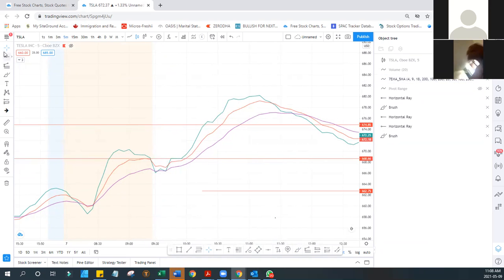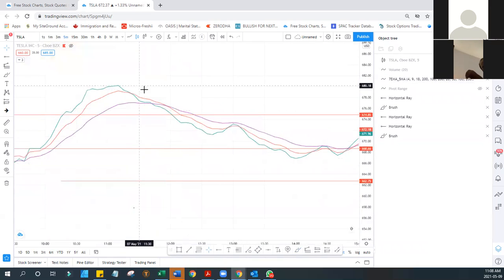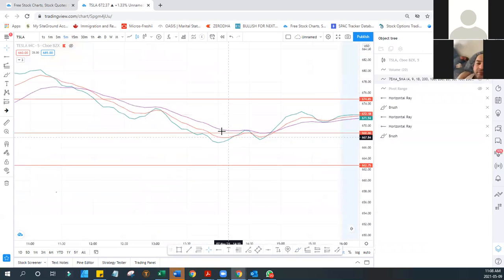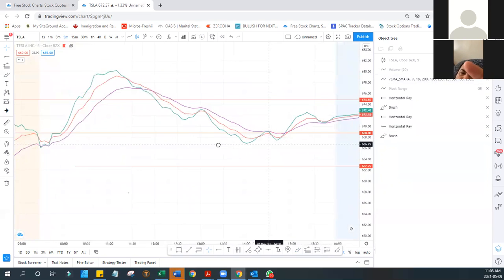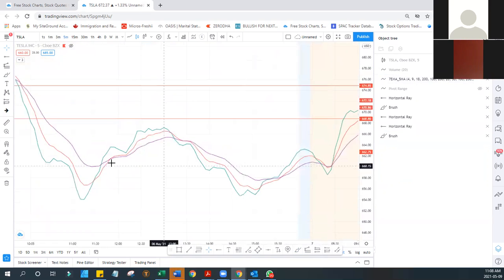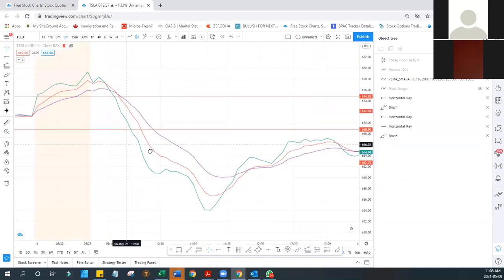Now, if you see here, the smaller time frame is coming down, 9 is crossing over 18, right? And if you see here, 18 is still on the top, 9 is still kind of in the middle, and 4 is kind of coming here. So you might see those kinds of scenarios all the time, right?